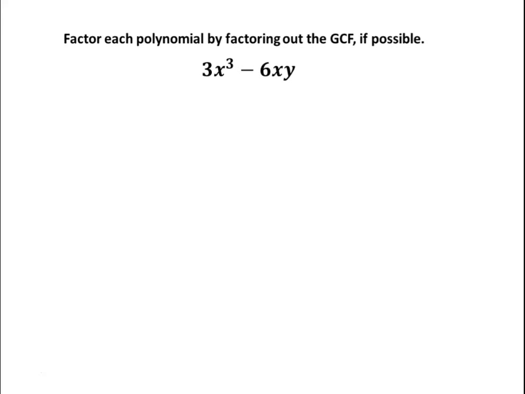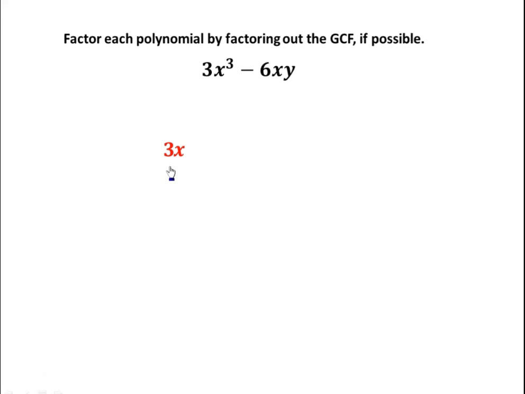So if we look at these two terms in this polynomial, we have 3x to the third minus 6xy. So let's look at our coefficients. We have a 3 and we have a 6. The greatest common factor for 3 and 6 is 3. Now, we also have x's that are common to both. We have an x to the third and an x to the first. Remember, we picked the smallest power of x that appears, so that will be x. Now, that y has nothing to do with the greatest common factor because the first term does not have a y. So we don't do anything with this y.